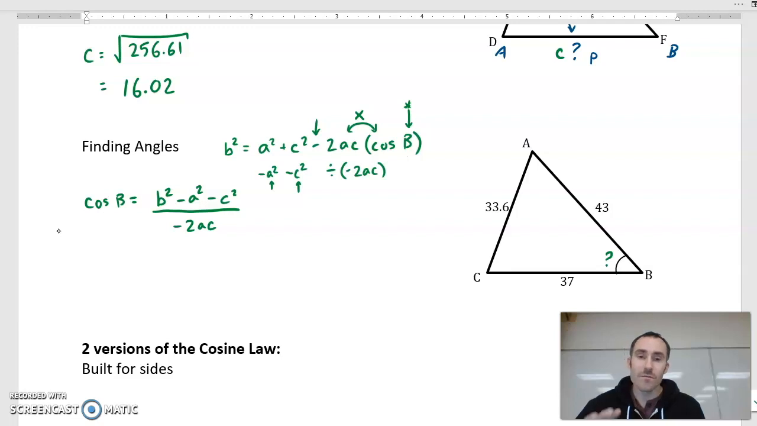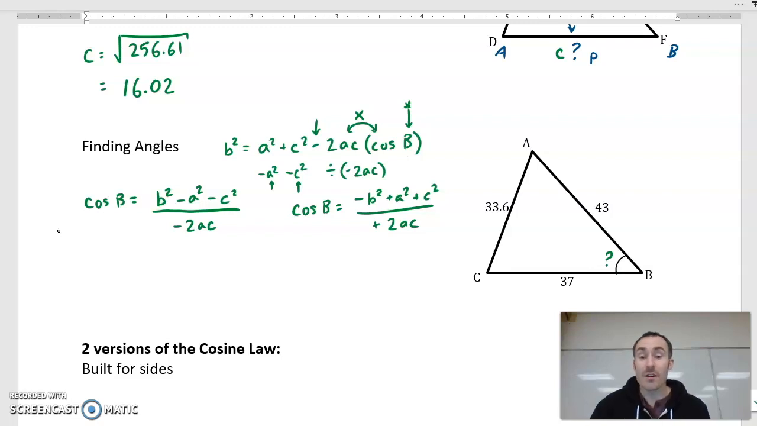Now there are other versions of this formula that make this a positive and these two things positive. So let me write down an alternate version and then you can choose which one you want to use. So you could also do cosine of B is equal to negative B squared plus A squared plus C squared divided by positive 2AC. That works as well. Some people like that version better because it has way more positive signs in it versus all the negative signs in the original one. It does not matter which one you use, you will get the same answer.